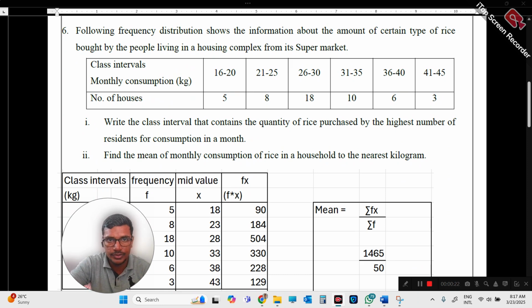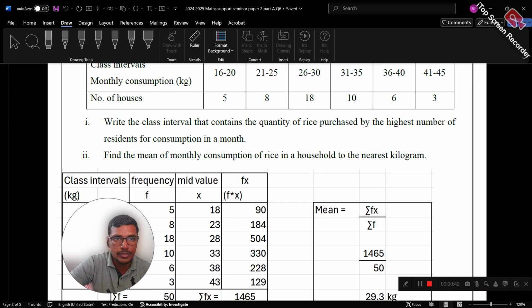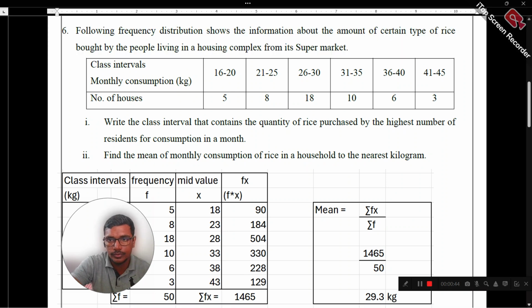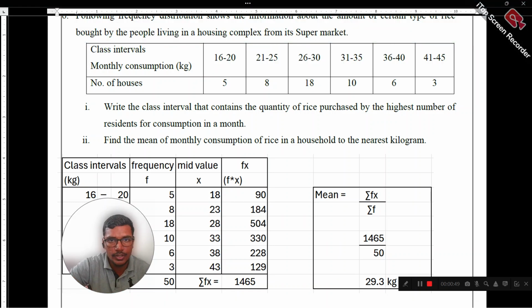The frequency distribution question. Here they have given a frequency distribution showing the information about the amount of rice bought by people living in a housing complex from its supermarket. So 16 to 20, they have given the value 5, which means 5 people bought rice within that range. There are 8 people who bought in 21 to 25.